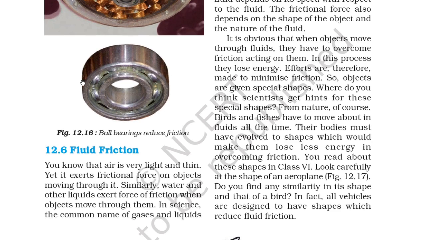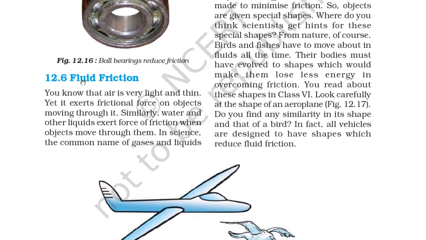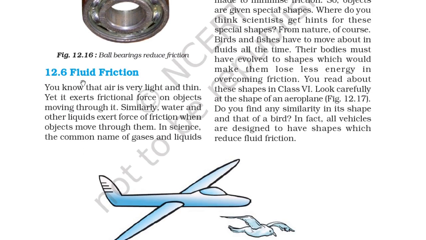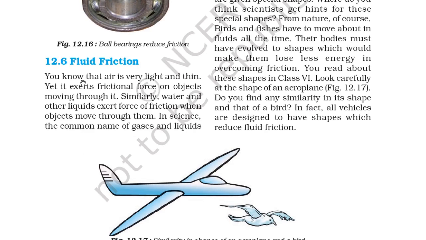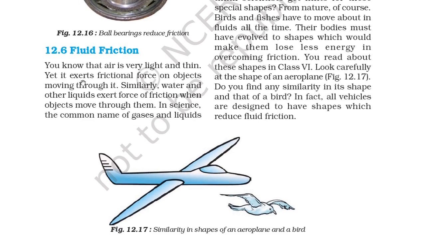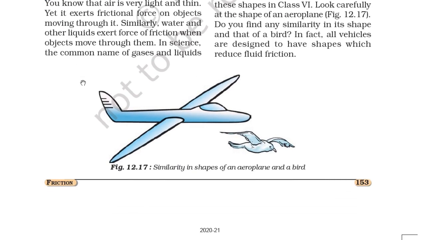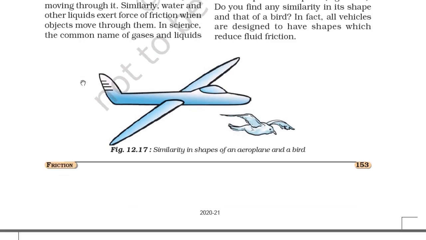You read about these shapes in class 6. Look carefully at the shape of an aeroplane. You can see in 12.17 the aeroplane and the bird. The aeroplane is made in the same way as a bird to reduce friction. In fact, all vehicles are designed to have shapes which reduce fluid friction. You can see the similarities in the shapes of an aeroplane and the bird.